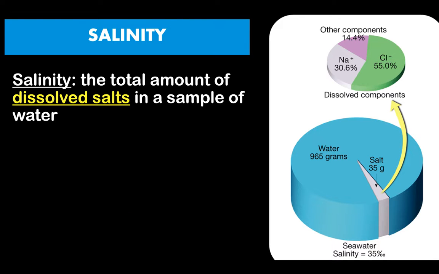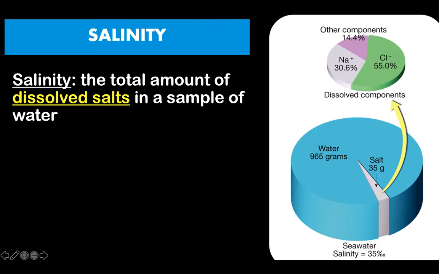Salinity comes from the Latin root sal, which means salt, and it is the total amount of dissolved salts in a sample of seawater. You can see in the diagram that when we pull out, for example, 1,000 grams, which is a single kilogram of water, about 965 grams or 96.5% of that is going to be fresh water, whereas the other 35 is going to be salt.